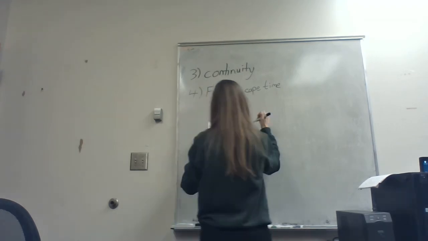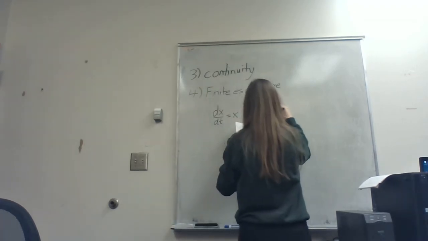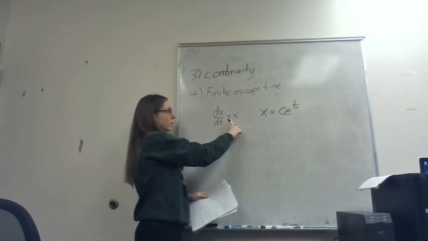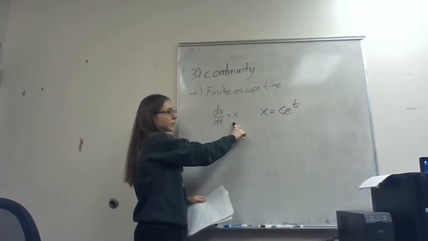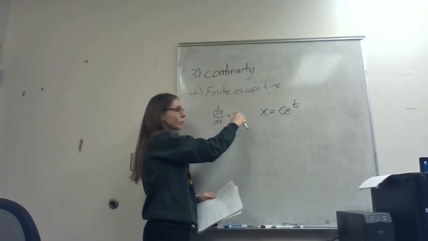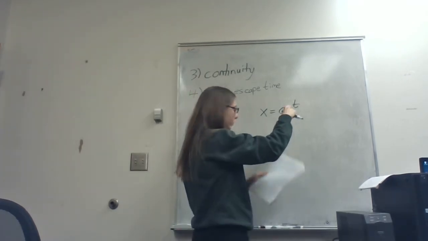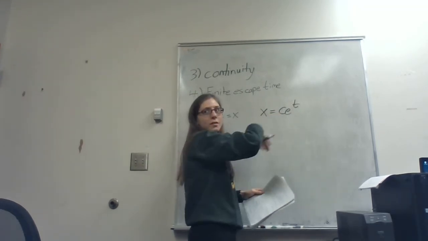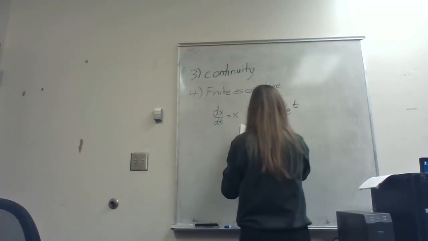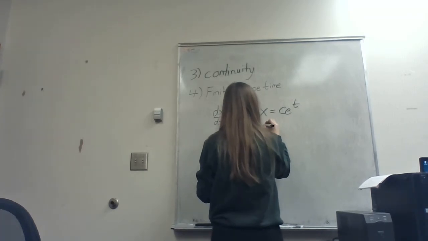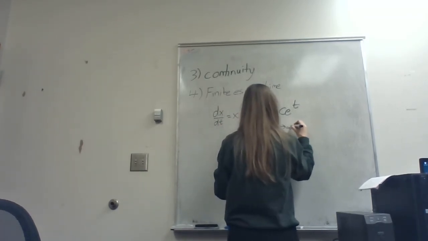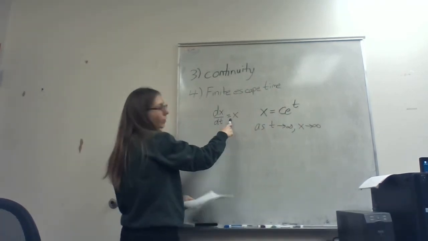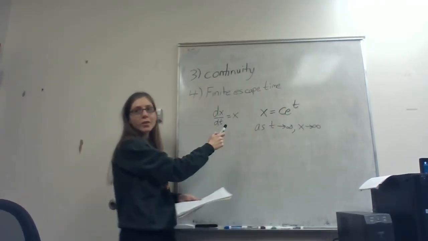What is finite escape time? This is best shown through an example. From separation of variables, if this is your differential equation, it's a linear, small thing, single state. Here's your general solution, where I didn't provide an initial condition, so I don't know what C is yet, it's just your integration constant. Here, as t goes to infinity, x goes to infinity. Essentially you have a positive eigenvalue here, so you would have a positive pole.